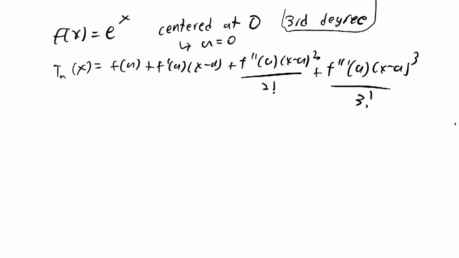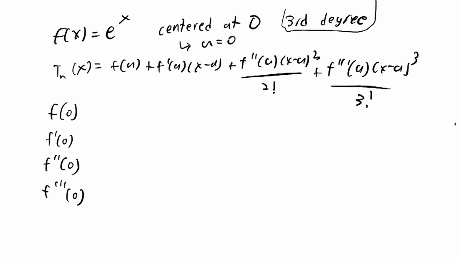Okay, so this is to the third degree, right? We have our third derivative, so we're going to stop here. So what do we need to find? We need to find f of a, which is f of 0. So we need to find f of 0, f prime of 0, f double prime of 0, and f triple prime of 0.